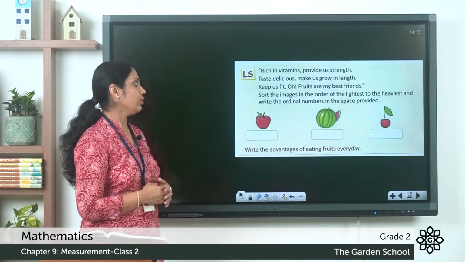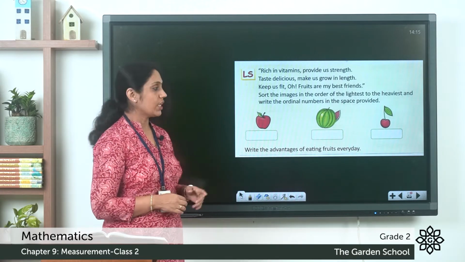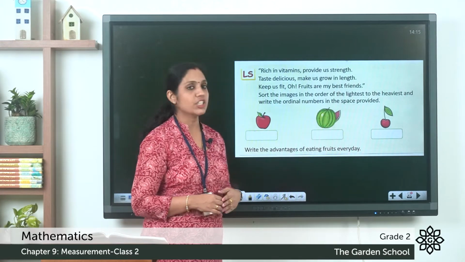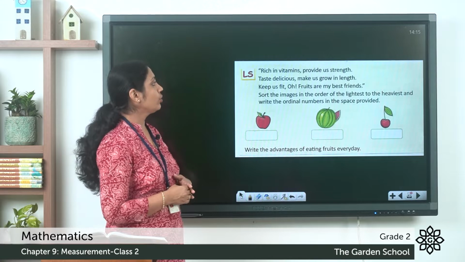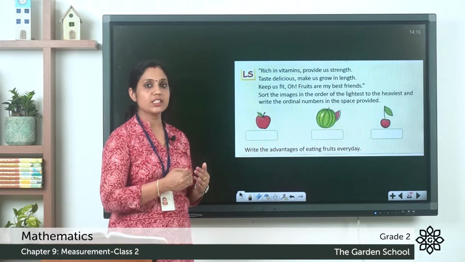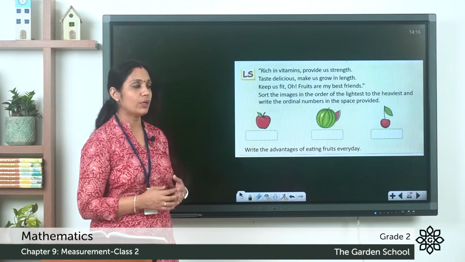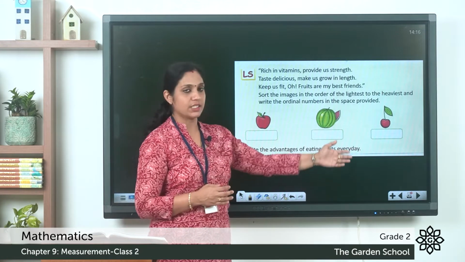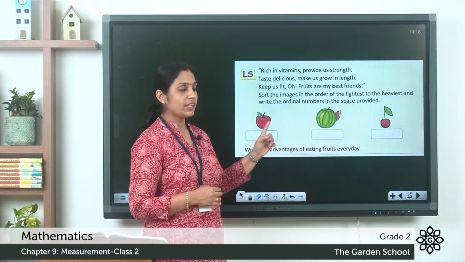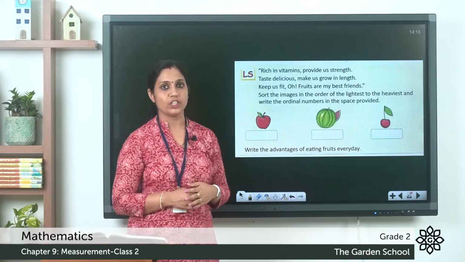Now what you have to do? You can see images here. You can see an apple, watermelon, and here a cherry. So now what you have to do? You have to sort the images in the order of the lightest to the heaviest. So which one will be the lightest object among these? It will be first cherry, then apple, and then watermelon.